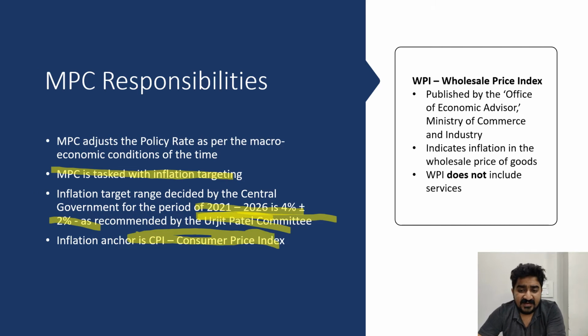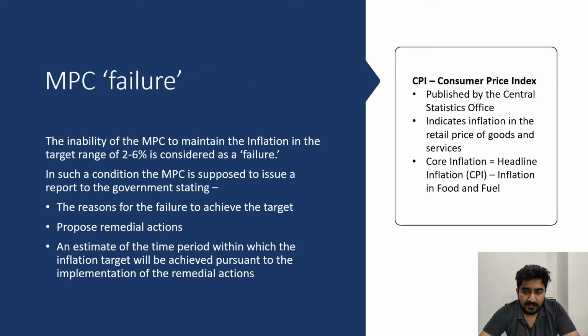Consumer Price Index is fairly different from WPI or the Wholesale Price Index. WPI, as the name suggests, indicates inflation in the wholesale price of goods. The WPI is published by the Office of Economic Advisor, Ministry of Commerce and Industry. WPI, most importantly, does not include services. The CPI, on the other hand, indicates the inflation in the retail price of goods and services. Yes, CPI includes certain services in its basket. The CPI is published by the Central Statistics Office.